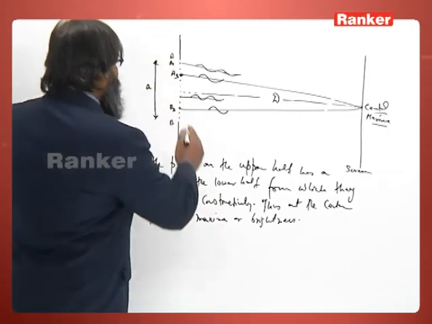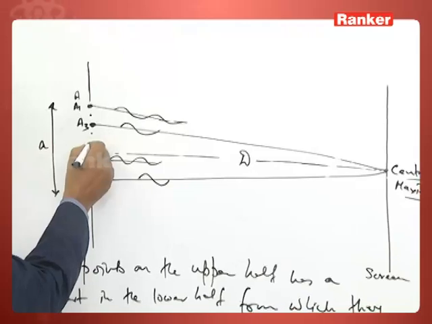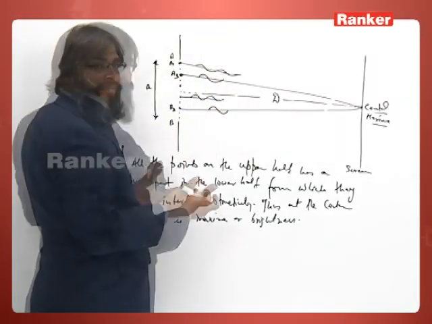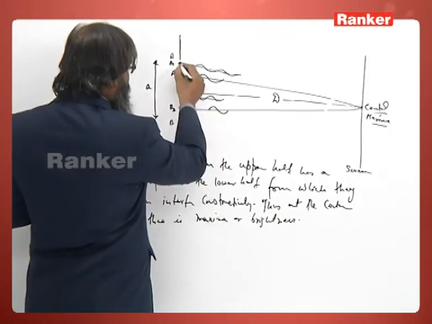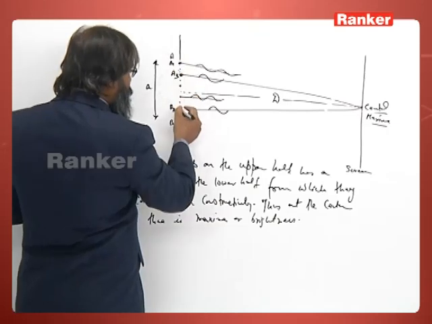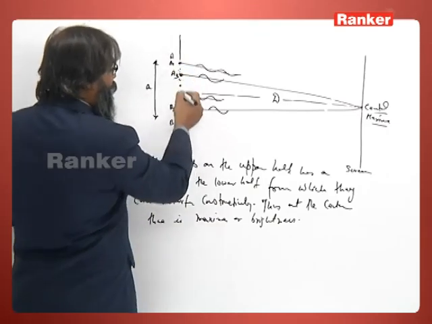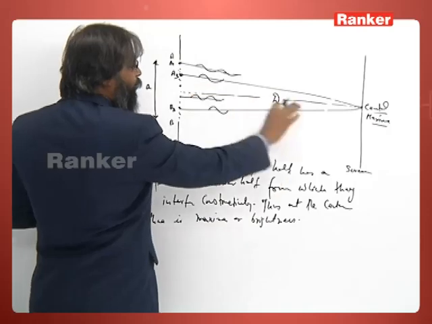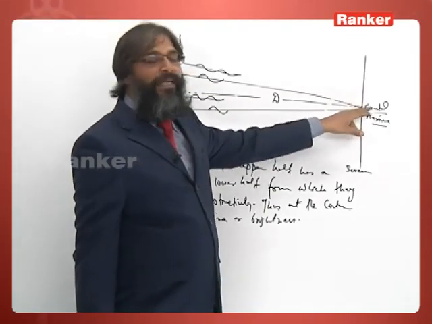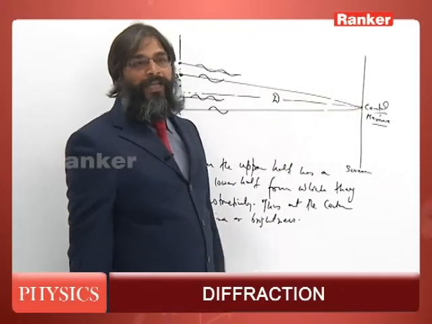We see there may be a point A1 and there may be a point AN, they may interfere in a destructive manner. We didn't know, but actually A1 and B1, A2 and B2, A3 and B3, A4 and B4, they interfere in a constructive manner. So, there is a net maximum intensity here. So, there is a central maxima.